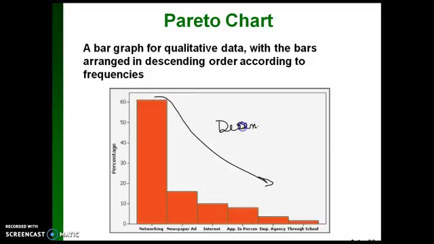Descending. I don't know if I forgot how to spell descending. If you have two that are the same, then you just pick your favorite of who gets to be first and who gets to be second.